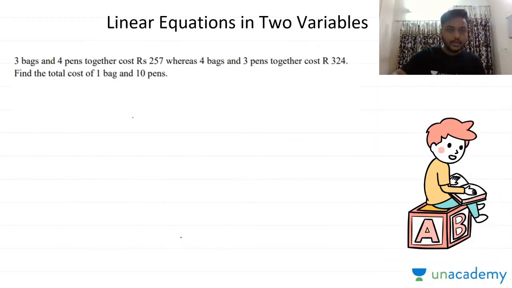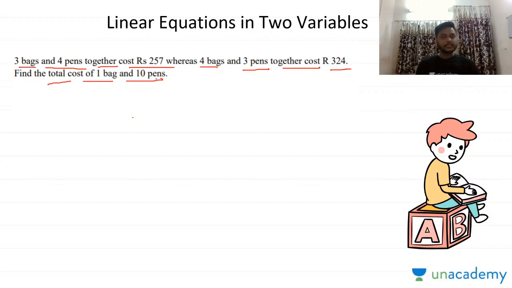Okay, so here we go, guys. Here we have the very first question, and the question that we have is this one. I'm talking about 3 bags and 4 pens. Together they are costing me rupees 257, whereas 4 bags and 3 pens together they are costing me rupees 324. I need to find out the total cost of 1 bag and 10 pens.